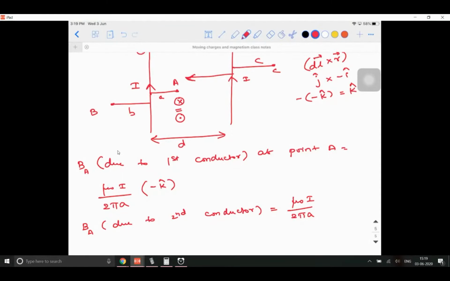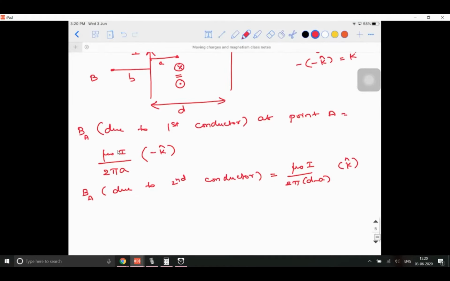But what should I write here? Mu naught I divided by... I made a mistake here in this equation. Can someone correct it? Sorry, somebody told. It is d minus a. Very good. So mu naught I divided by 2 pi into d minus a, and what is the direction? It is going to be plus k cap.